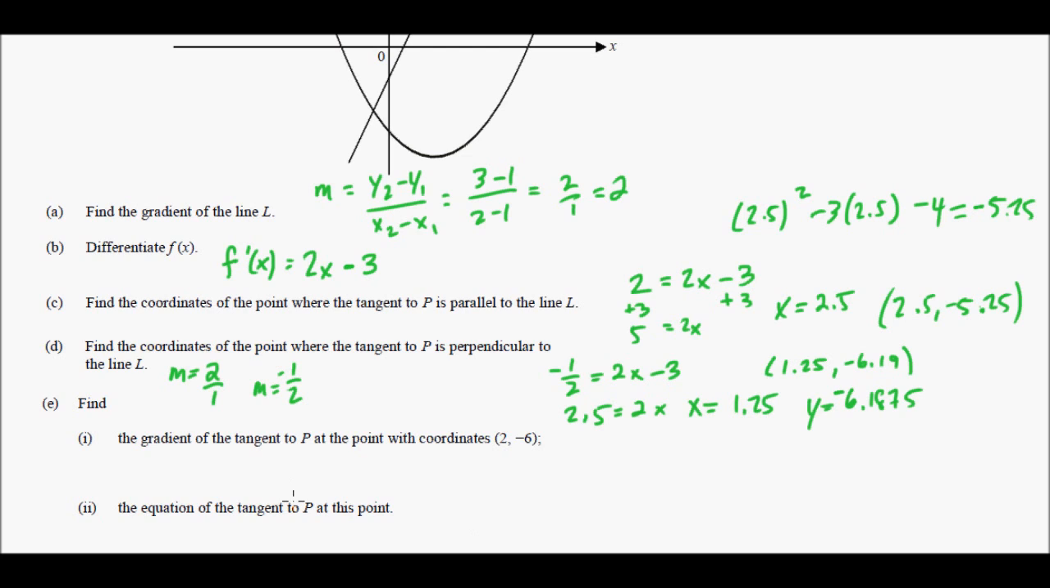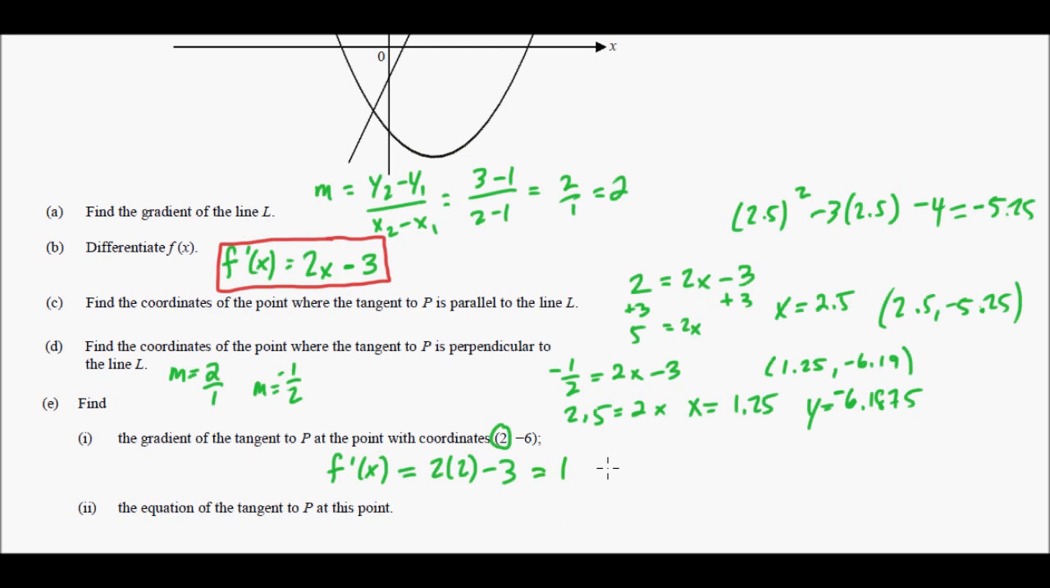Next, the gradient of the tangent to P at the point with coordinates 2, negative 6. All we have to do here is plug the 2 into the derivative. Some of these are pretty straightforward; the math is easy, you just have to know what to do. So if you do 2 times 2 minus 3, this is the most important thing we're using right now. I plugged 2 in there, and you get 1. So it equals 1.